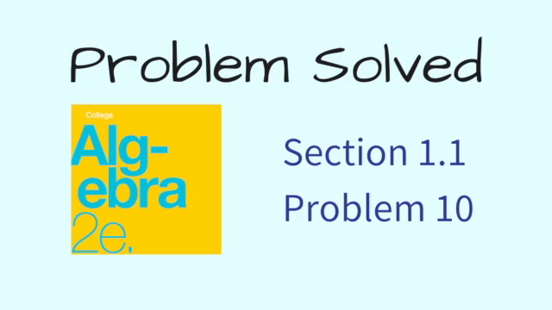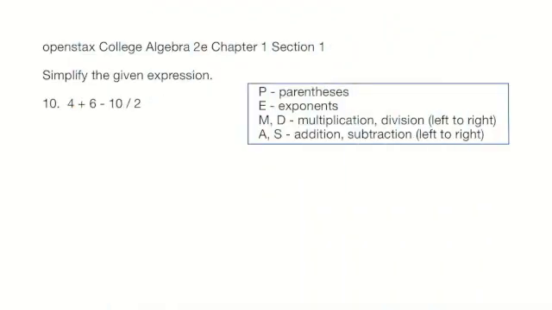It is from section 1.1 of College Algebra 2E by OpenStax. In this video, we need to simplify the given expression, and we will need to use the order of operations. We have 4 plus 6 minus 10 divided by 2. So we have an addition, a subtraction, and a division. So we will need to do the division first.